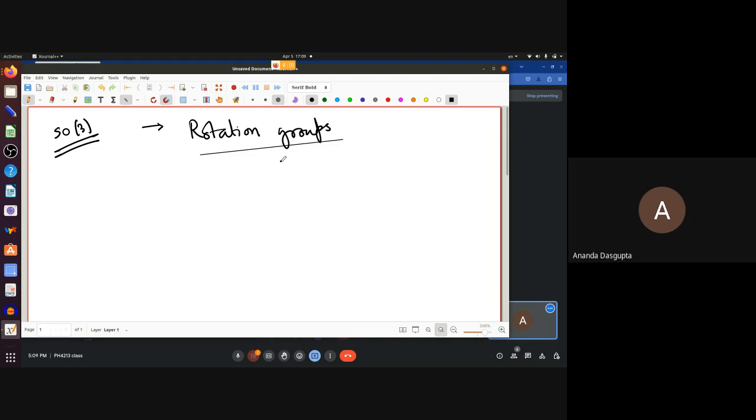So that was the question. Why SO3? Why not something else? SO3 specifically is a mathematical structure which has 3 by 3 orthogonal matrices as elements. And S means special, determinant 1. Why specifically that?